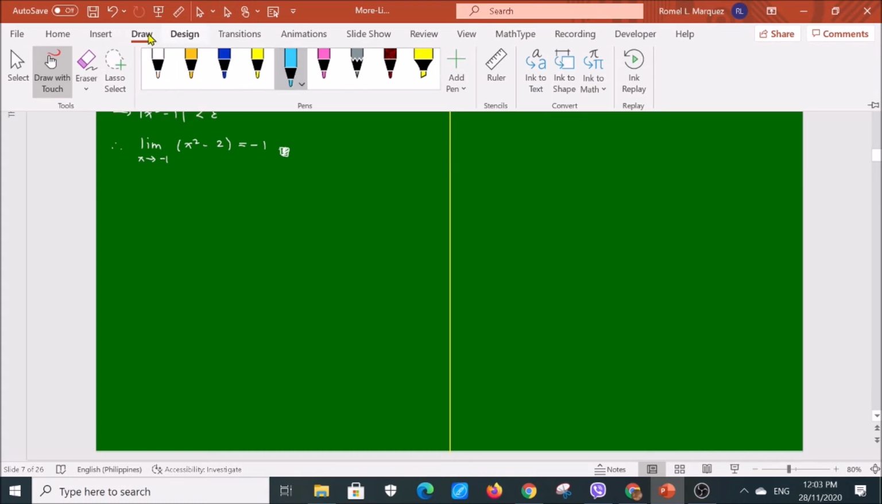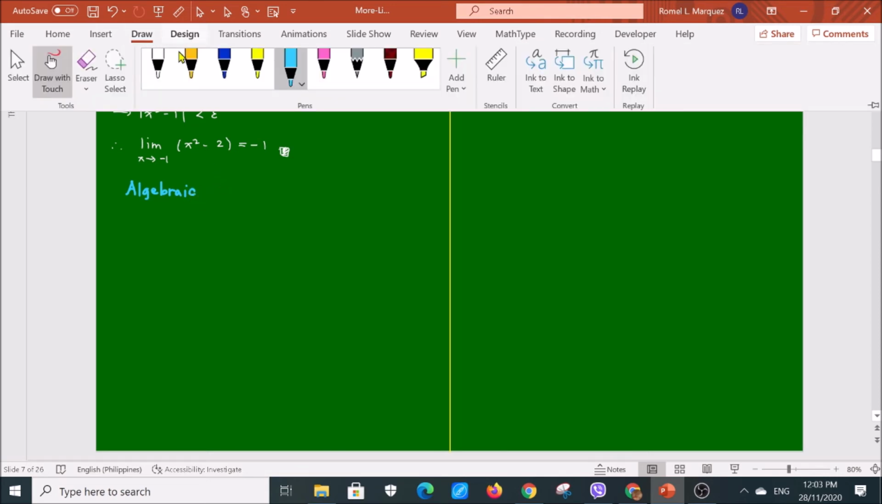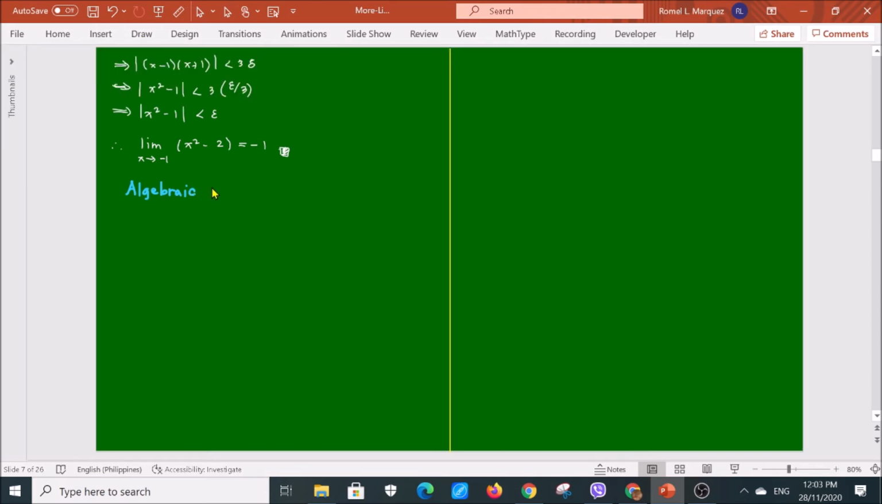So we now move to algebraic techniques. This is the exciting one, which I think you won't be excited about also because it requires a lot of algebra this time. So algebraic techniques or approach of finding limits. Techniques of finding limits.